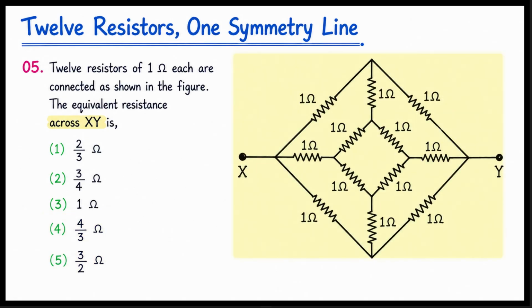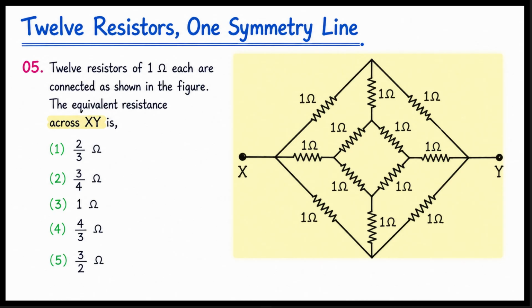The diagram looks dense, but here's your first move on any network that looks like a sea of resistors. Look for a symmetry line before you start grinding series parallel combinations. And this one has a vertical line of mirror symmetry right through the middle. That single observation is going to collapse the whole problem. Predict the answer in your head before I show you the working.